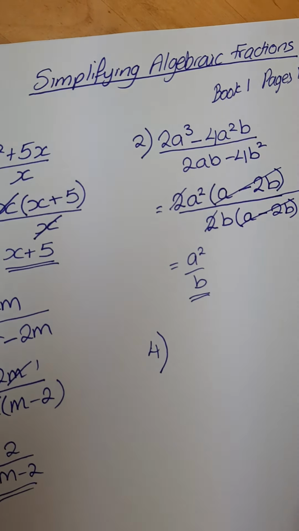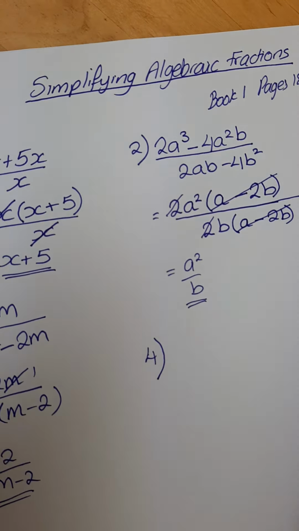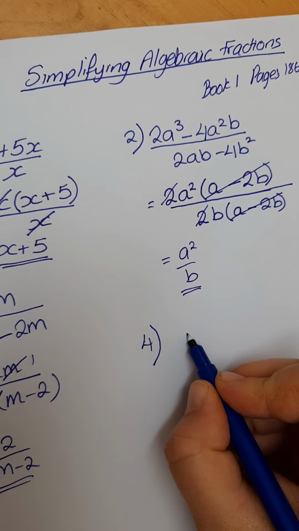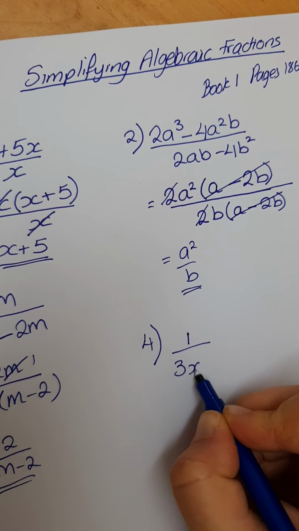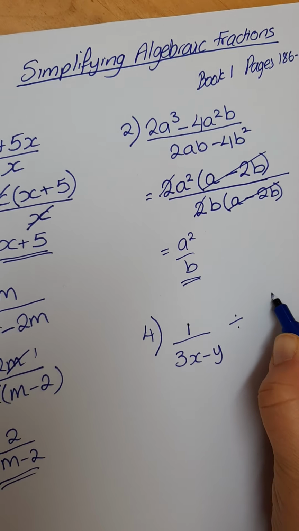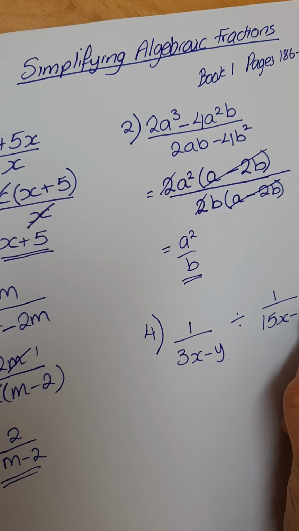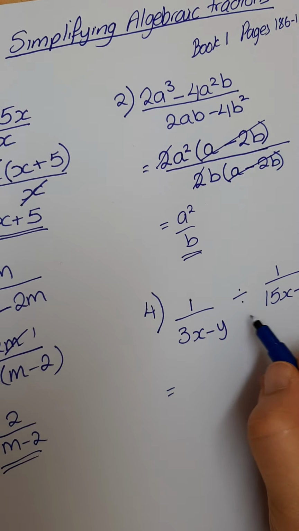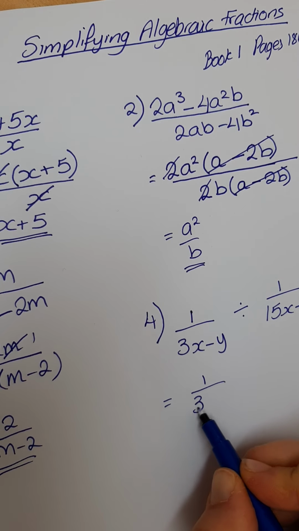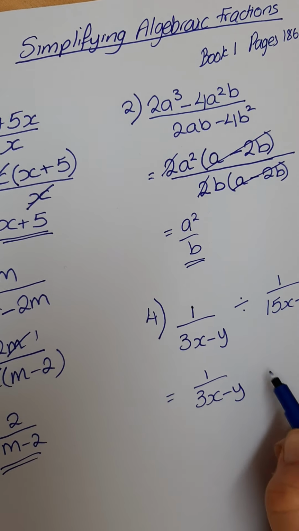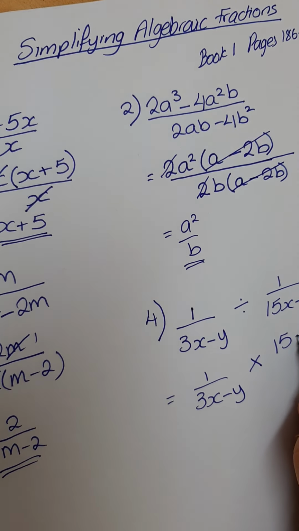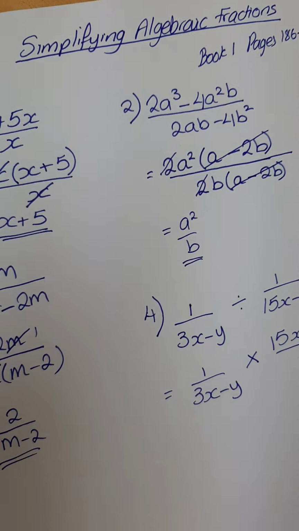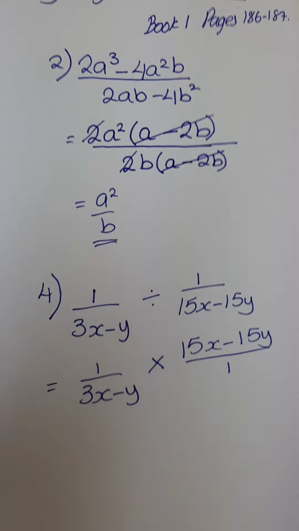I'm actually doing question 11 on page 187, and that is 1 over 3x minus y divided by 1 over 15x minus 15y. So if we have a division, we have to convert that into a multiplication. So that will become 1 over 3x minus y multiplied by 15x minus 15y. So you must remember to flip it. Whatever's after the division sign, you will flip.